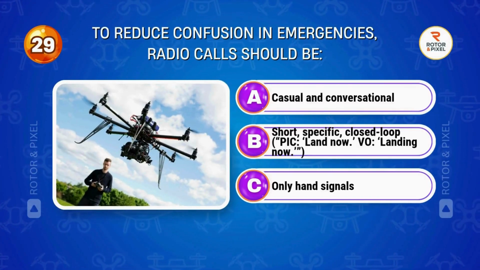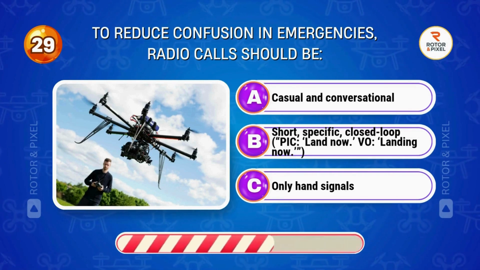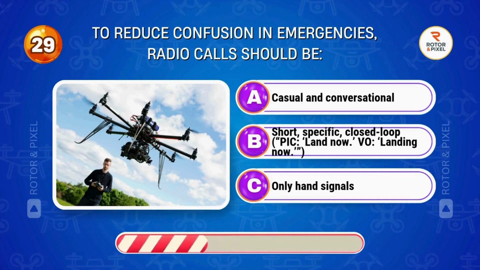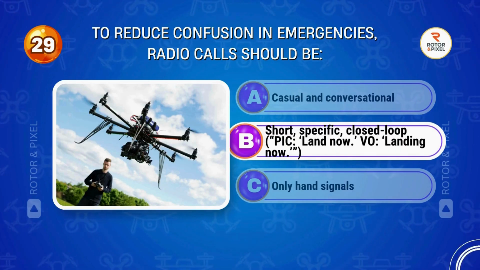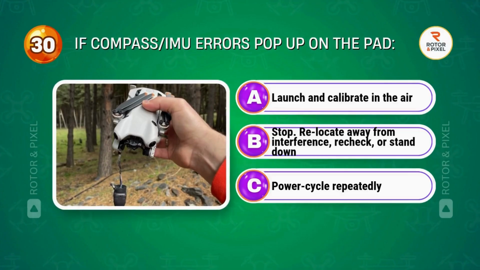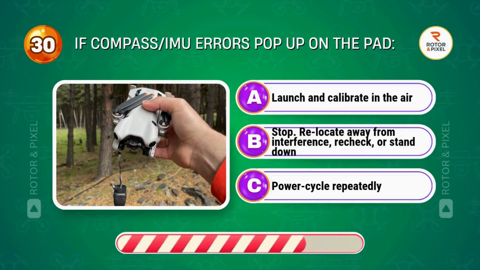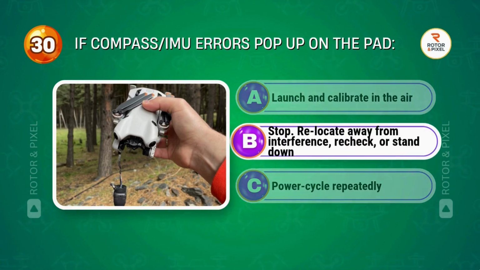To reduce confusion in emergencies, radio calls should be... Answer B, short, specific, closed loop. PIC: land now. VO: landing now. If compass/IMU errors pop up on the pad... Answer B, stop, relocate away from interference, recheck, or stand down.